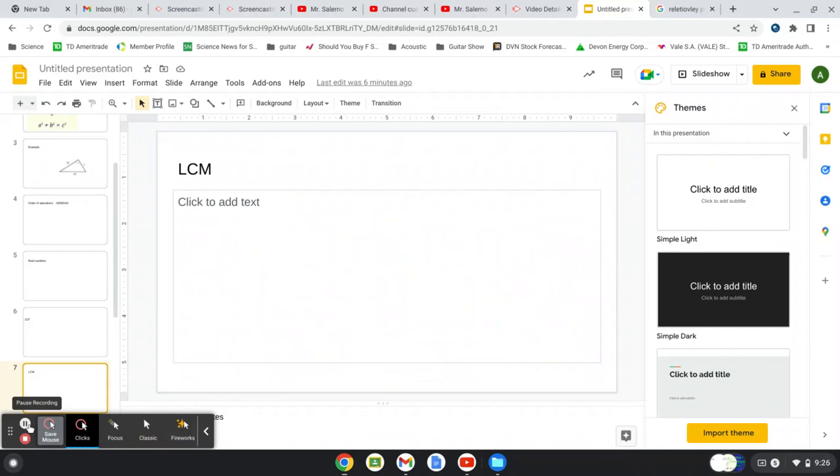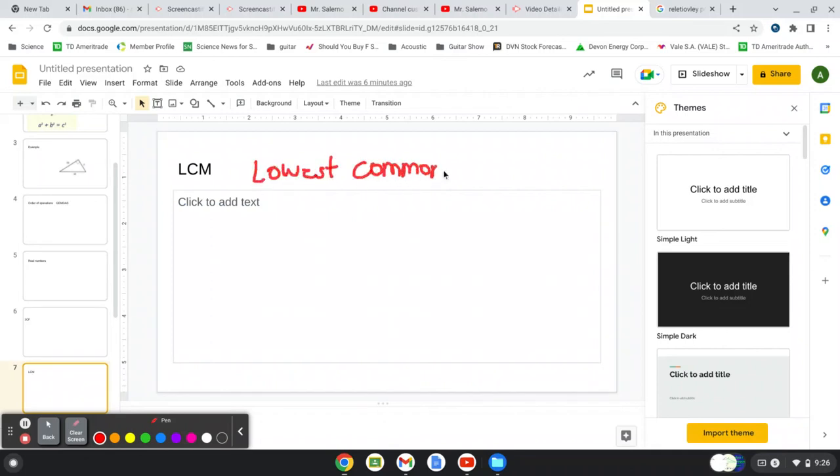All right, so the LCM, it naturally follows the GCF. And again, this is something you would have learned in 6th grade, but it's important to know for algebra. So let's say you want to know the lowest, remember this is the lowest common multiple. So for example, if we had 3 and we had 5, what's the lowest common multiple?